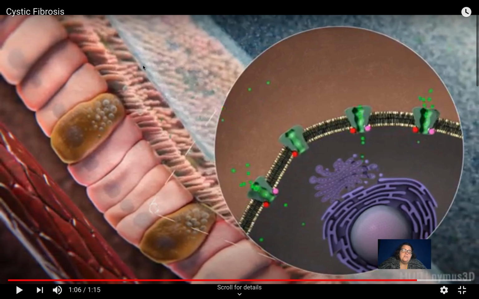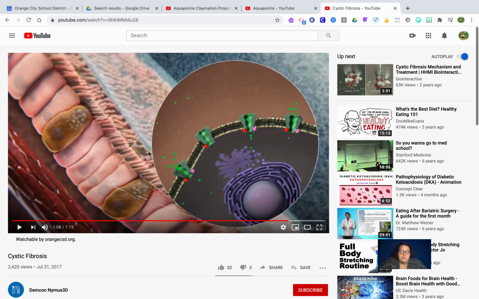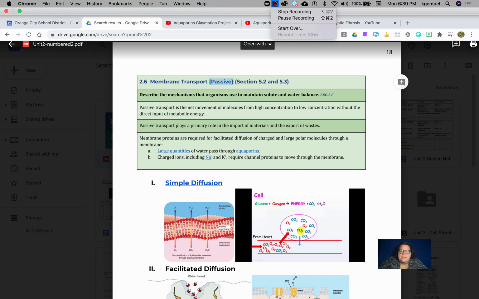There's other ways the cells can use to get rid of the chlorine. So it's not like that cell is necessarily going to die from having too much chlorine in it. But the mucus will become thickened, and that's the main issue. Okay, so that is that. I just wanted to show that because I thought it was a good animation.